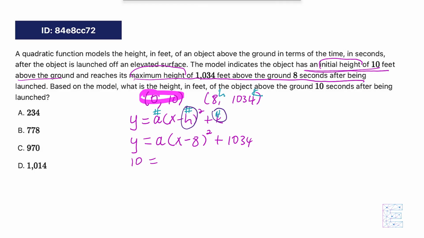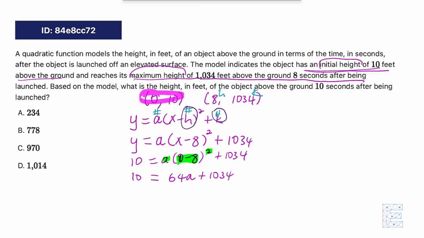So let's go for it. 10 equals some a value, 0 minus 8 squared plus 1034. You do the math here, you have 10 equals 64a plus 1034. Now, if you're lost on how I got this 64a, let me show you real quick. 0 minus 8 is negative 8. Negative 8 to the second power is 64. 64 times a is 64a.